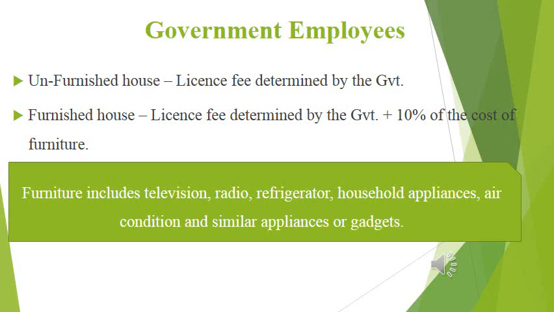Cost of furniture means television, radio sets, refrigerator, any other electronic gadget, household appliances, air conditioner sets or similar appliances, or any other table or something. There is a detailed list regarding furniture, and from our common sense it is very clear. So the perquisite value of a furnished house in the case of a government employee is the license fee determined by the government plus 10% of the cost of furniture. That is the value of perquisite in the case of government employees.